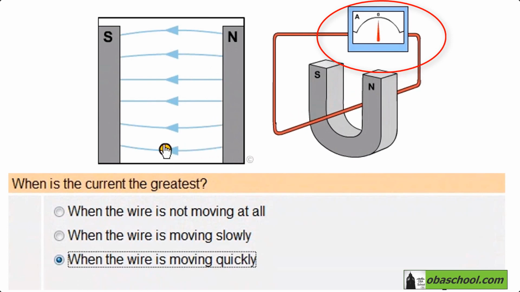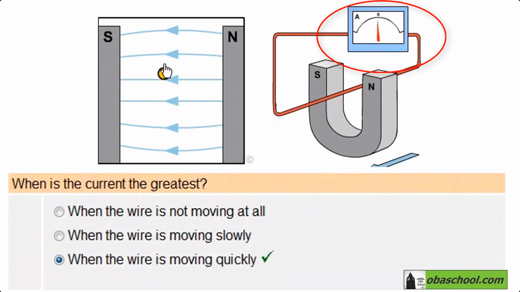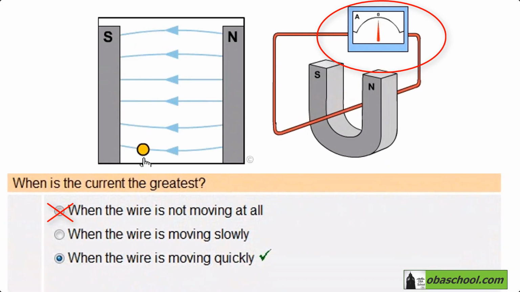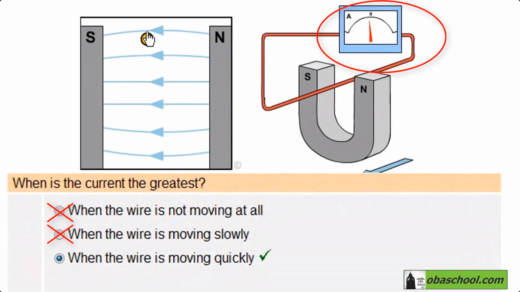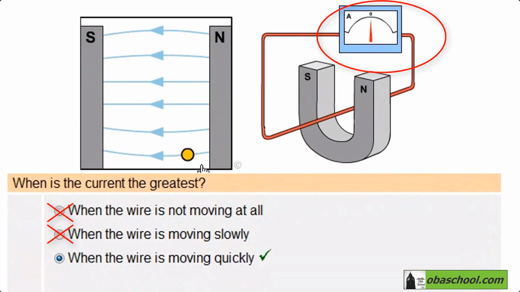When the wire is not moving at all, the current is not induced. When the wire is moving slowly, you can see that the needle doesn't point at a large number. On the other hand, when the wire is moving quickly, you can see that the current is the greatest.